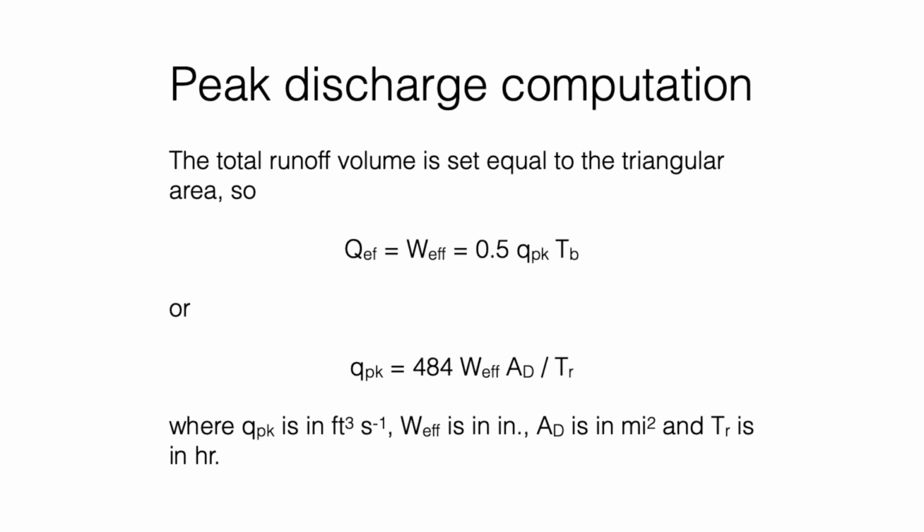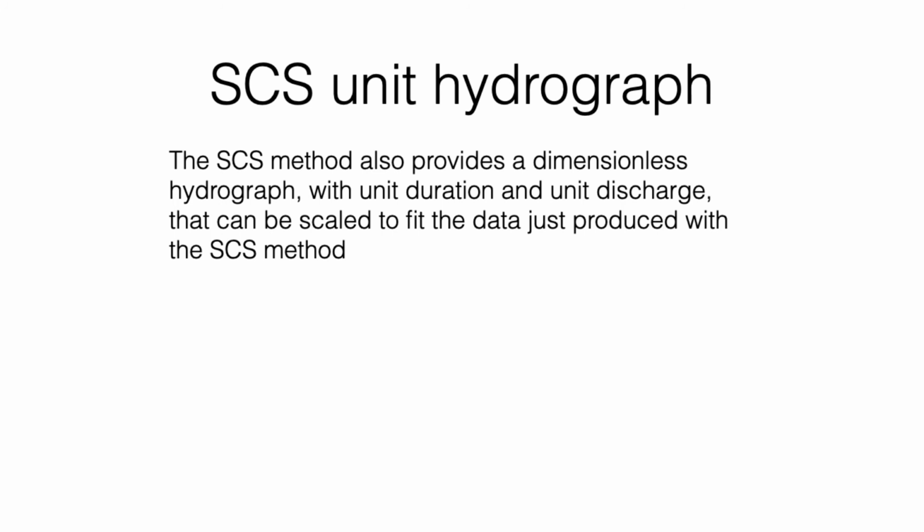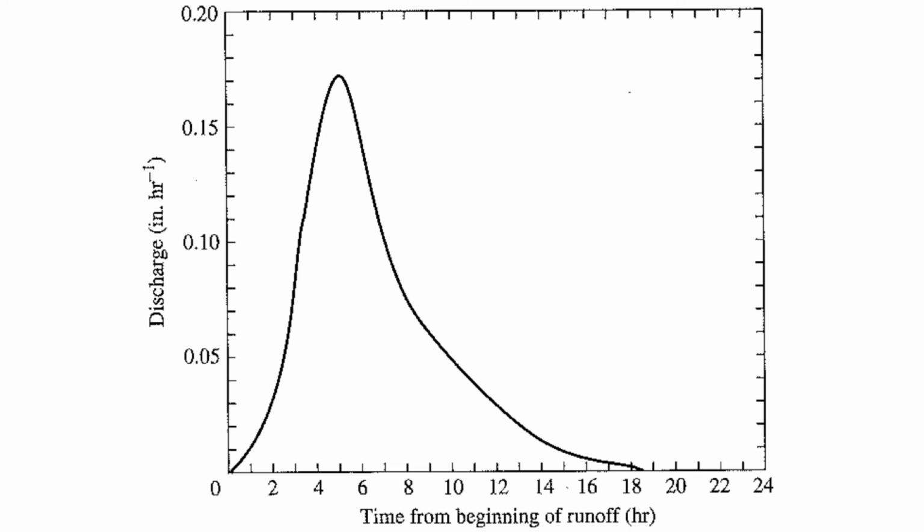Equaling the volumes of rainfall and the hydrograph, we obtain a formula for computing the peak discharge as a function of the effective total rainfall, the drainage area, and the time of rise. This computation allows us to work with a triangular hydrograph. If we require something more evolved, the curve number method also provides a non-dimensional hydrograph with a duration of 1 unit and a peak discharge of 1 unit. Multiplying the x-axis by the time base and the y-axis by the peak discharge, we obtain a hydrograph for the event.